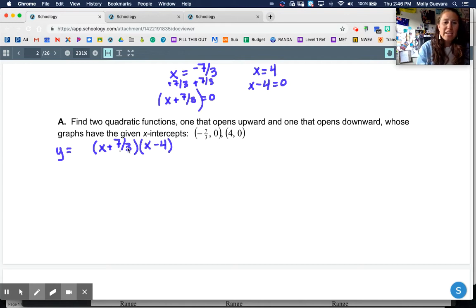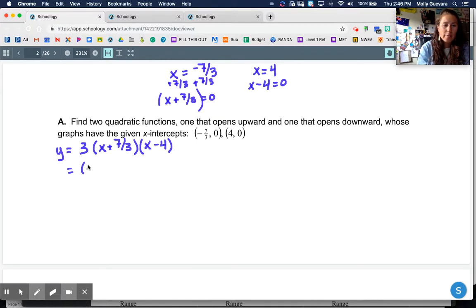So I'm looking at this and I really don't like having a fraction here. It's annoying. It makes it look harder and it will make it harder. So I'm going to strategically pick my a value so that I can get rid of this fraction. And so I'm going to pick an a value of 3 because 3 on top and 3 on bottom will cancel. Okay, so I'm going to distribute.